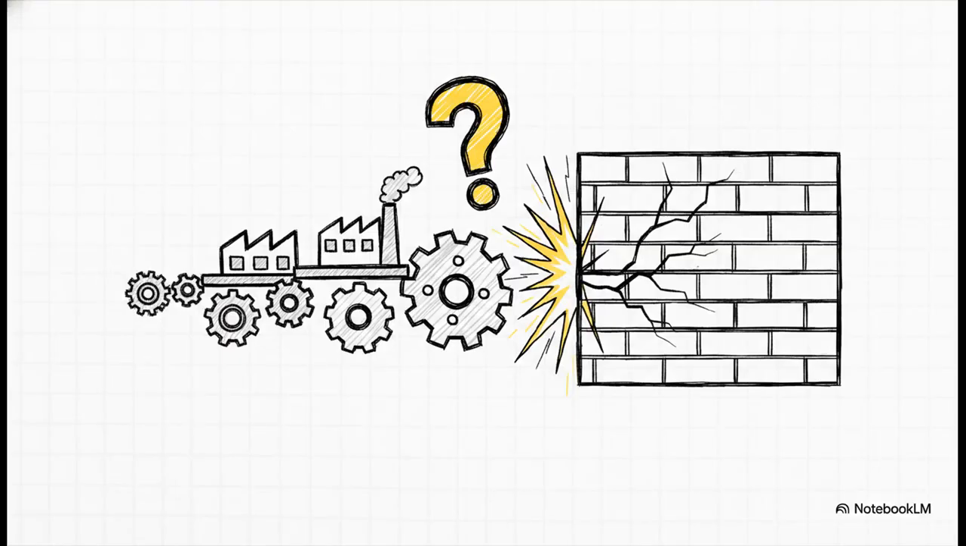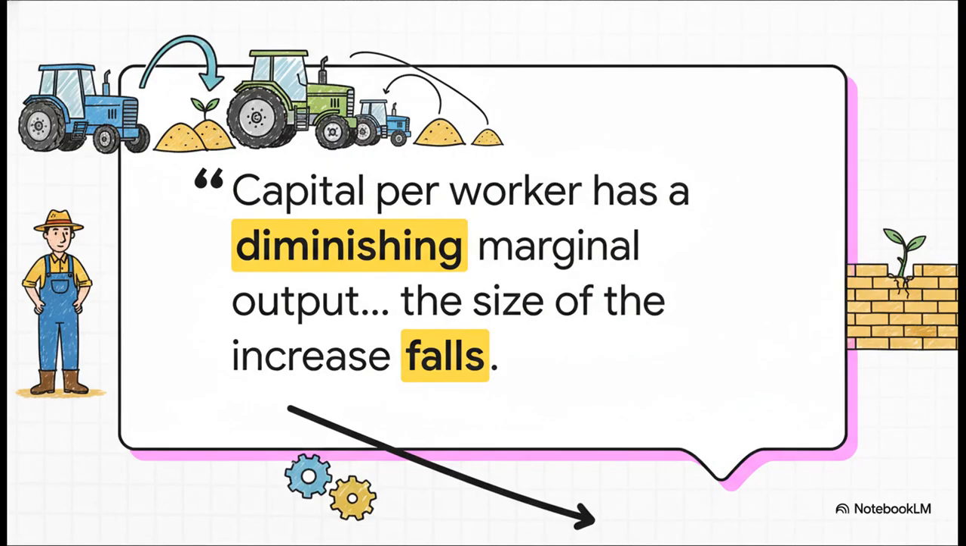But, and this is a huge but, it turns out this simple engine has a built-in problem. A speed limit, you could say. And here's the problem. It's called the law of diminishing returns. Let's make this super simple. Imagine you give a farmer their very first tractor. Whoa, it's a total game changer, right? Their output goes through the roof.